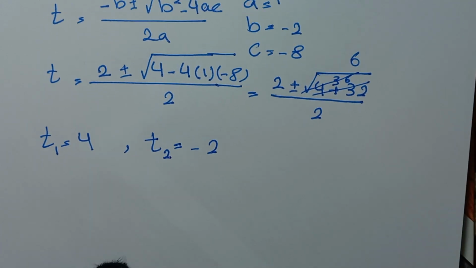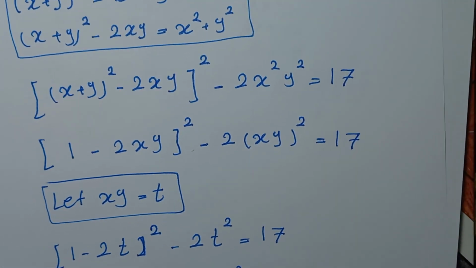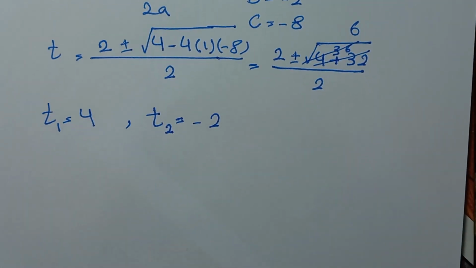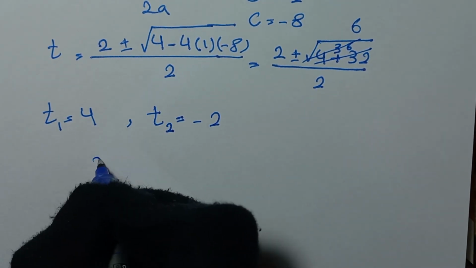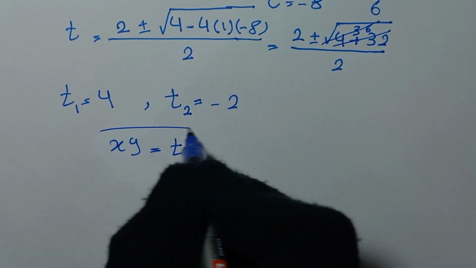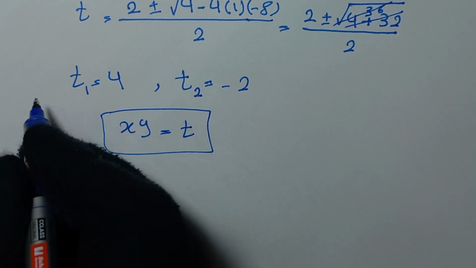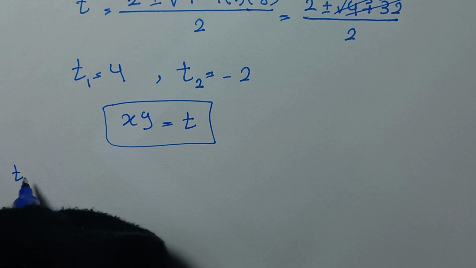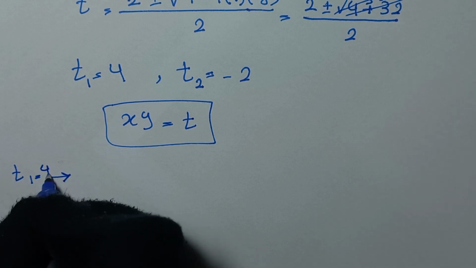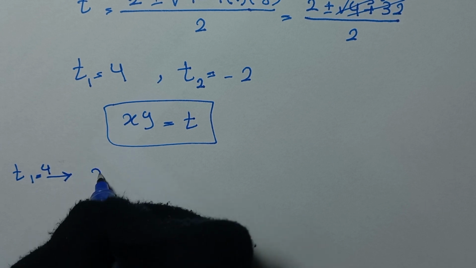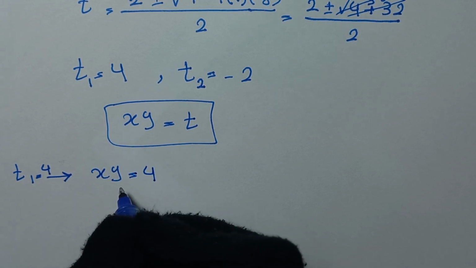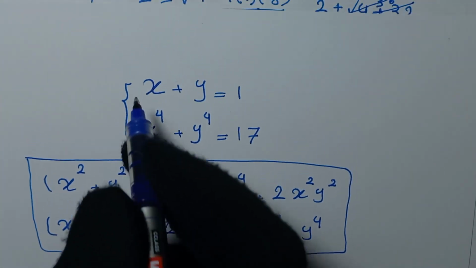And next step, if we recall, xy is t. So right in here, xy is equal to t, and for t1 we write in here, t1 is 4. For t1 equal to 4, xy is equal to 4, right? And from this equation, x plus y is equal to 1.